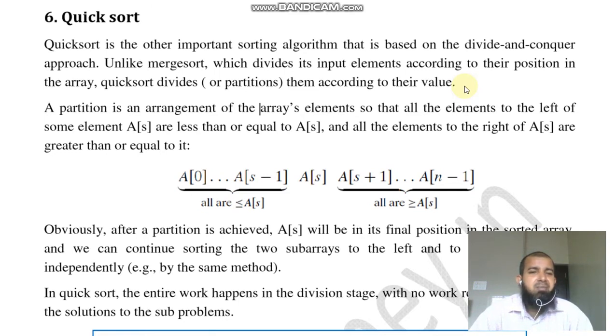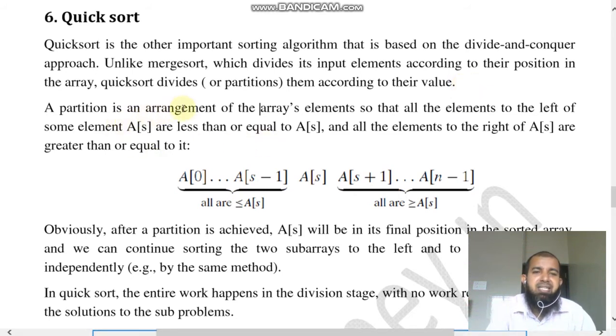In merge sort, we divide its input elements according to their position. Means half and half: first half, second half. Like this you divide according to their positions. But in quick sort, we divide or partition them according to their values. In merge sort we divide array elements according to their position, but in quick sort we divide or partition according to their value.